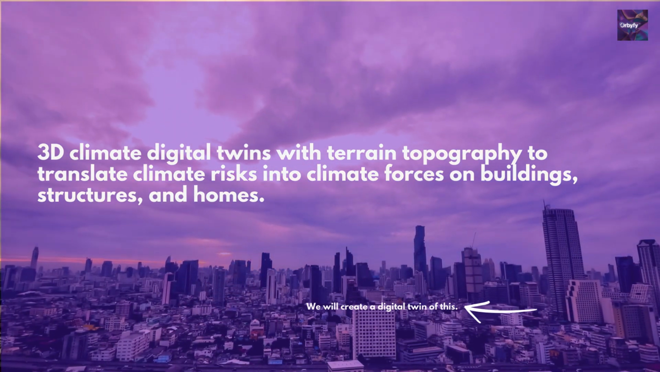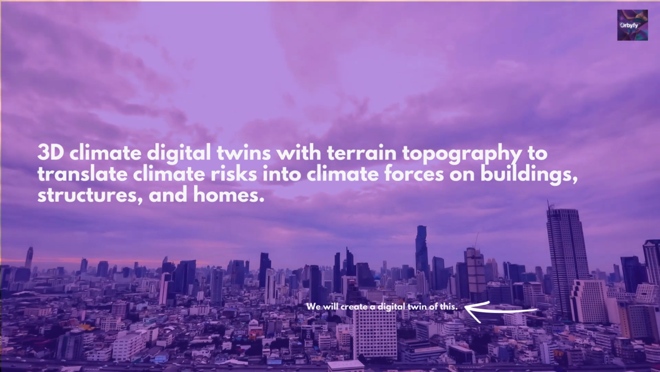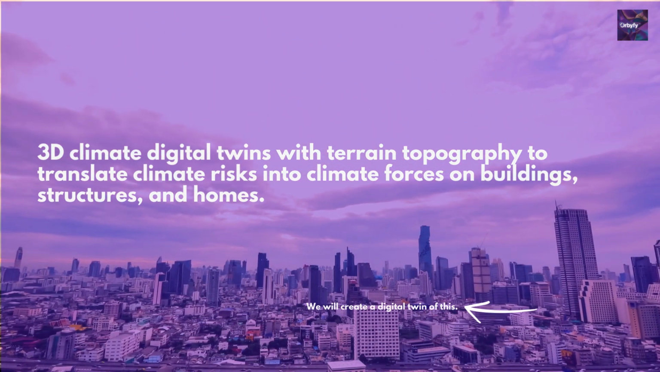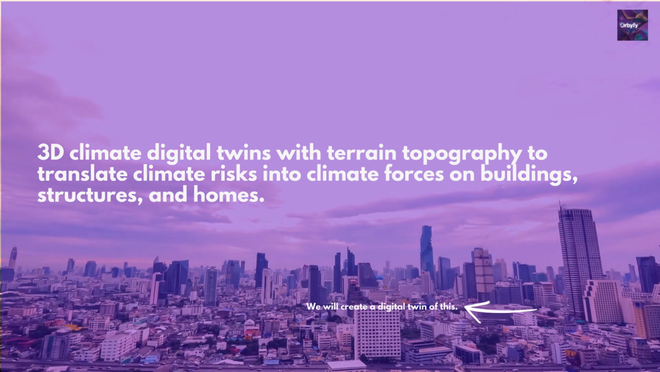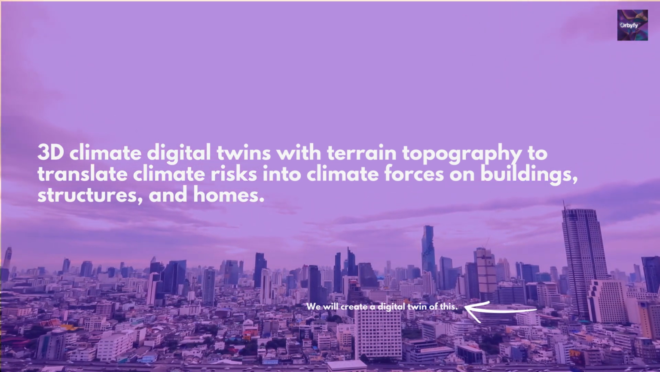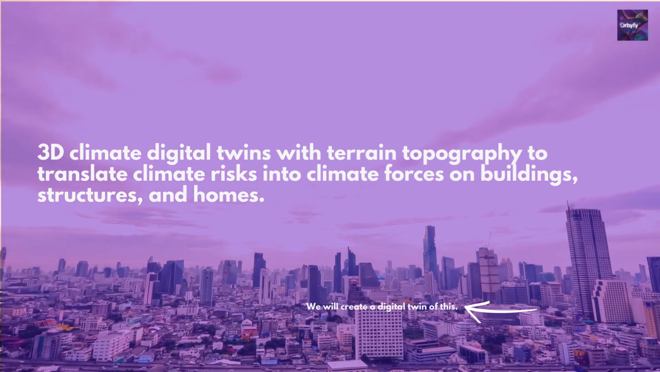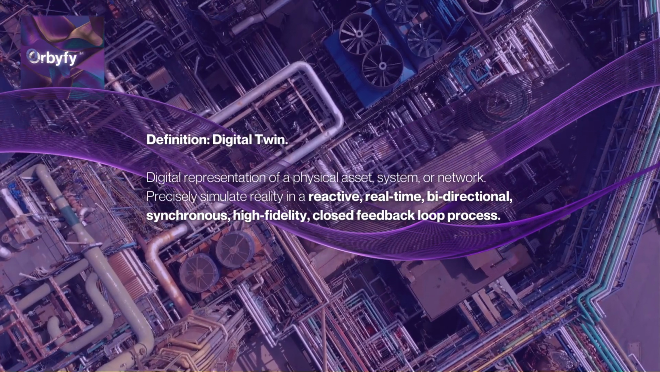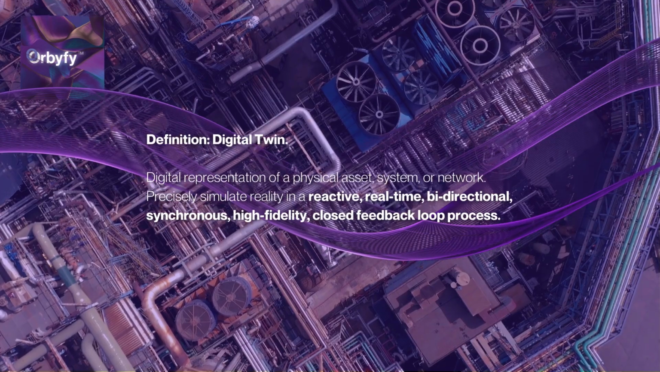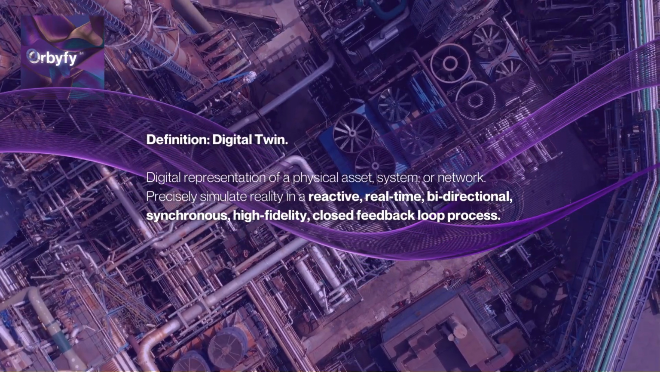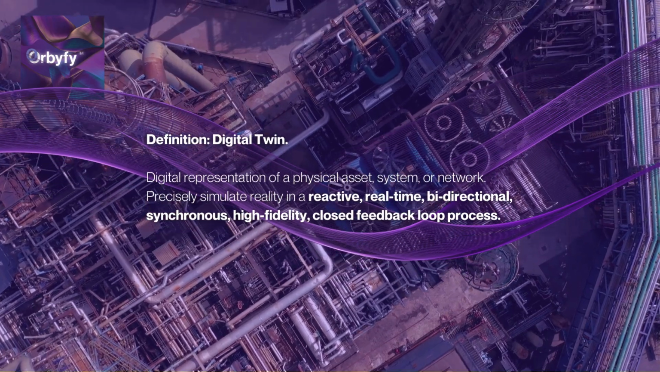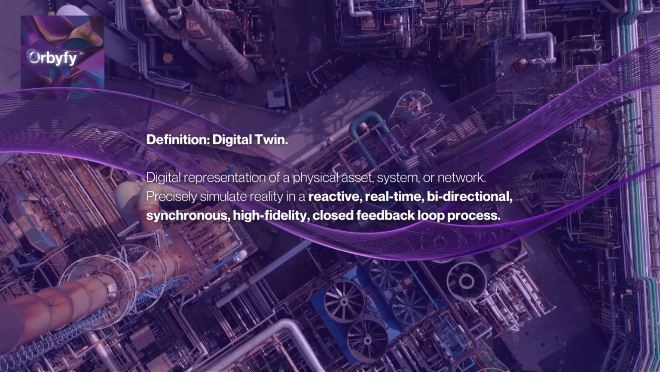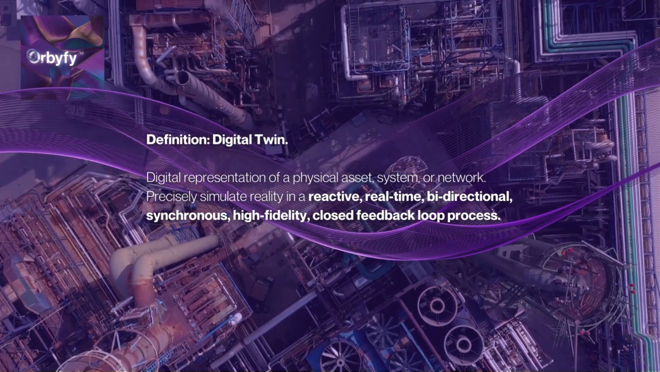So, at the bottom of this slide, you see we will create a digital twin of this. And this meaning we will create city scale 3D climate digital twins to model the effects of climate scenarios on buildings, structures, and homes. And a digital twin is nothing more than a digital representation or a digital model of a physical asset, process, building, you name it. It's the most realistic or lifelike representation that you can come up with in the digital world.